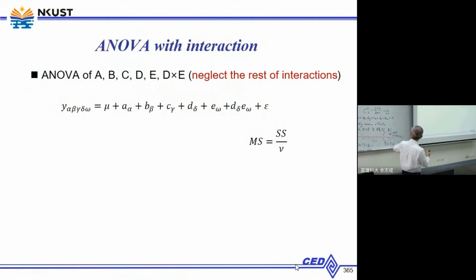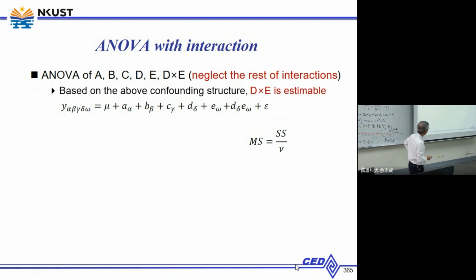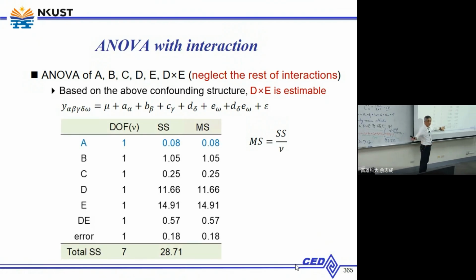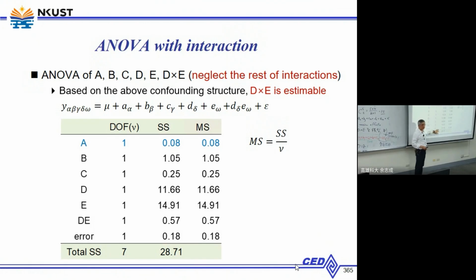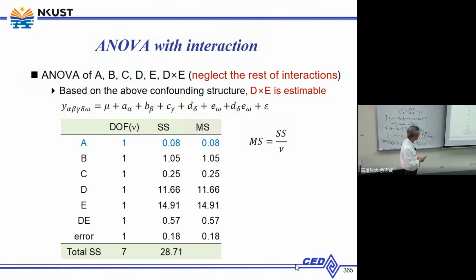Here, as you can see, your model becomes a little bit bigger to include the interaction DE. Therefore, the sum squared due to error and the degree of freedom due to error will change and be different from our previous one. And this is the result using Excel. If your Excel result is the same as this one, then congratulations, you know how to calculate the sum square due to the interaction.